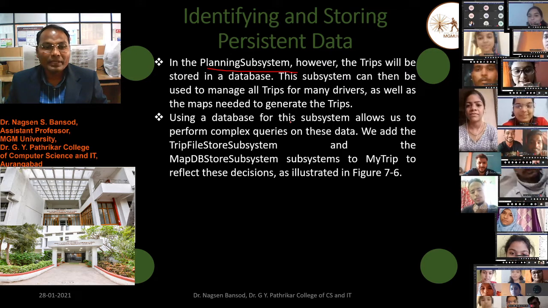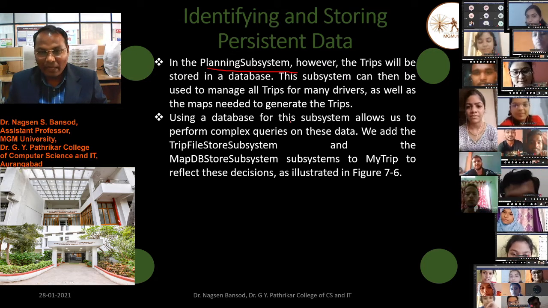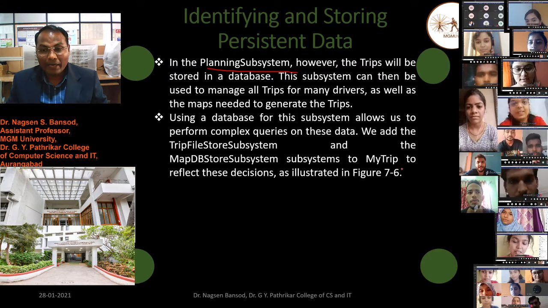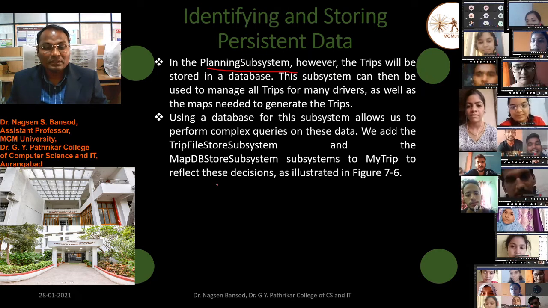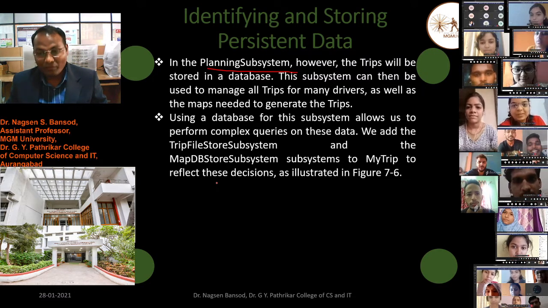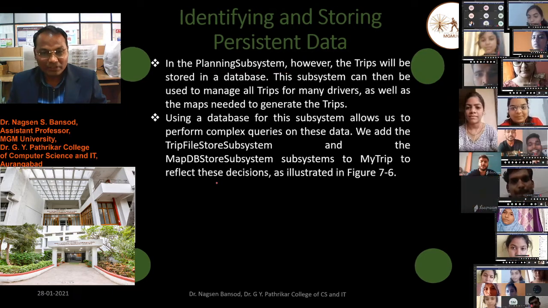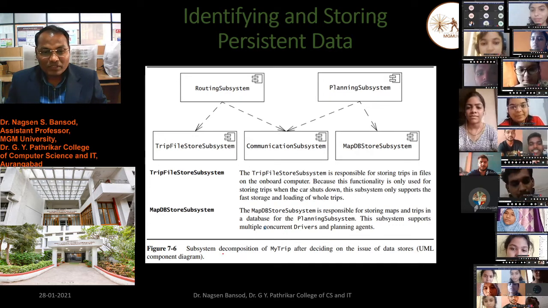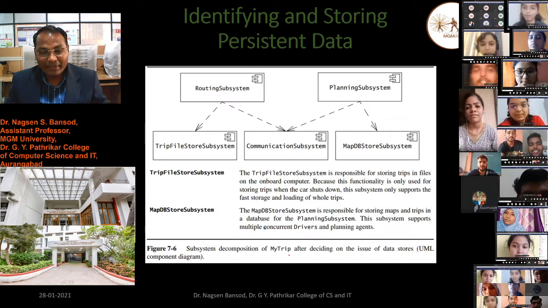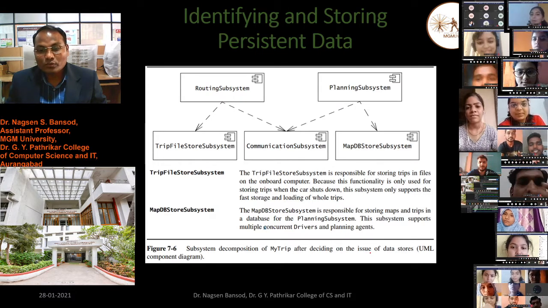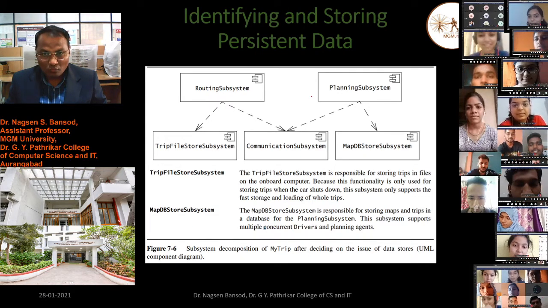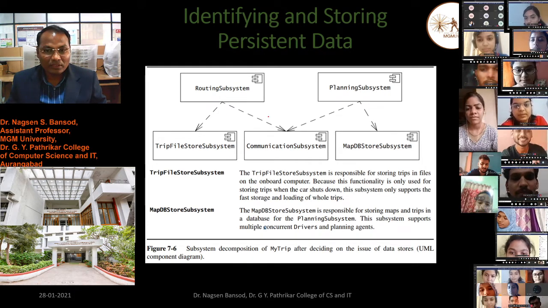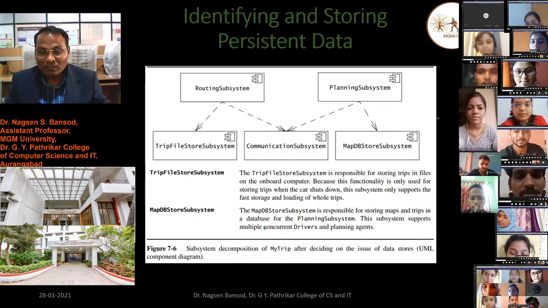We add the trip file store subsystem and the map database store subsystem to MyTrip to reflect this decision and illustrate it. There is a figure 7.6. We will see this figure. Look at this figure: the subsystem decomposition of MyTrip after deciding on the issue of the data store. Where the data is stored, this is the issue. When the trip fails, during that time we have to create a different component.